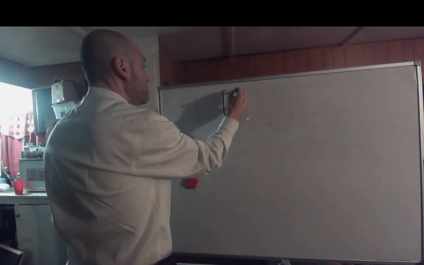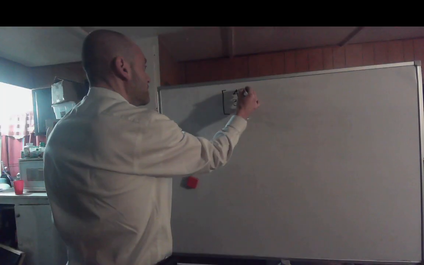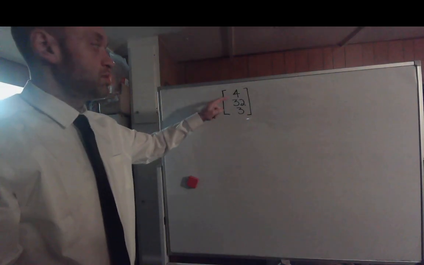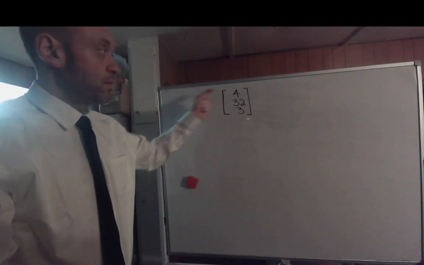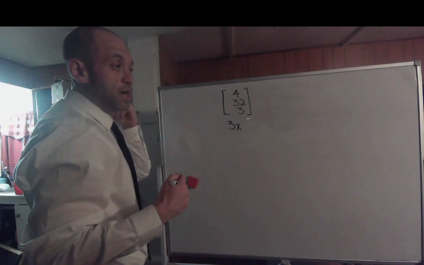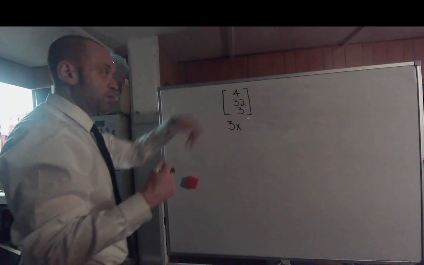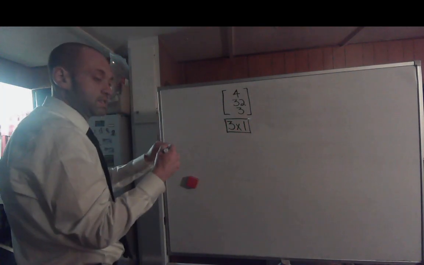Alright, now you have a matrix with entries 4, 32, and 3. This time the entries are arranged vertically. Again, we're going to go first by number of rows. How many rows are there that go straight across from left to right? 1, 2, 3. This matrix has 3 rows by how many columns? Everything's arranged in 1 single column going up to down, so this would be considered a 3 by 1 matrix.